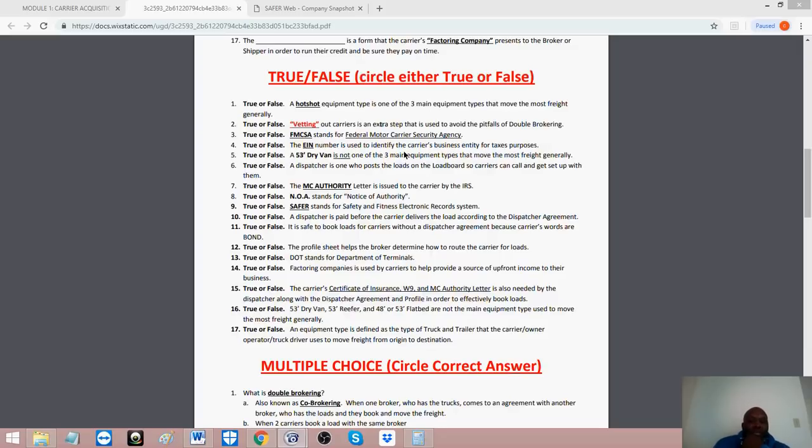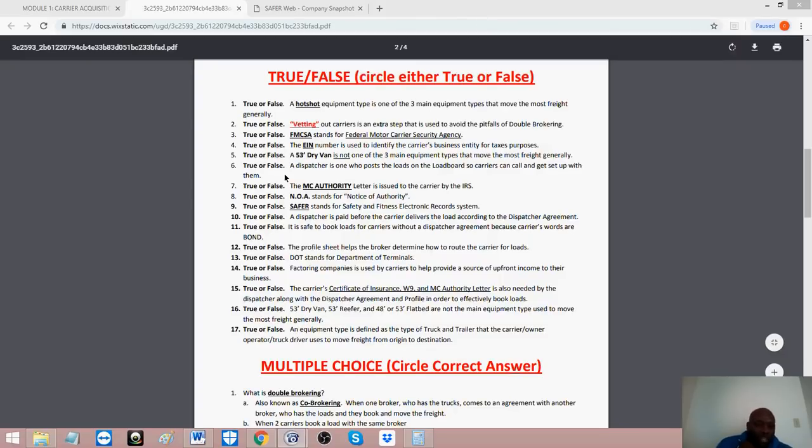Uh-oh. Some people are saying true, some people are saying false. So let's read the question. I'm going to emphasize a word in that question. This is number 12. The profile sheet helps the broker determine how to route the carrier for loads.